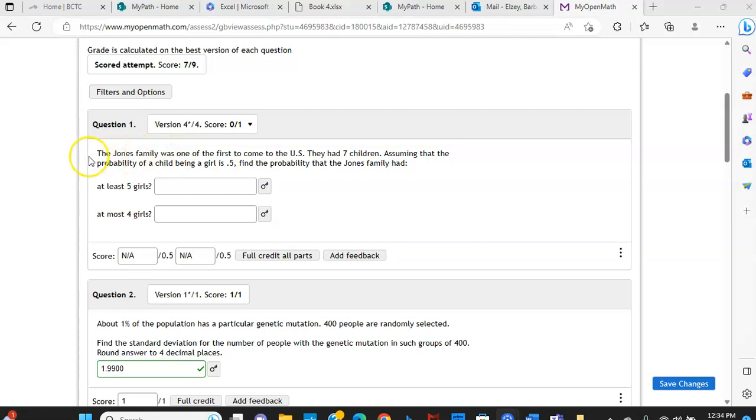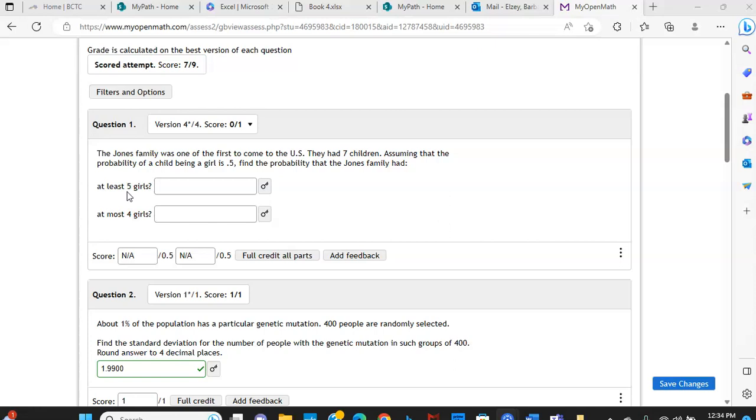So, the Jones family was one of the first to come to the U.S. They had 7 children. Assuming the probability of a child being a girl is 0.5, we want to find the probability that the Jones family had at least 5 girls. Now, let's realize that at least 5 means they could have 5, they could have 6, they could have 7.